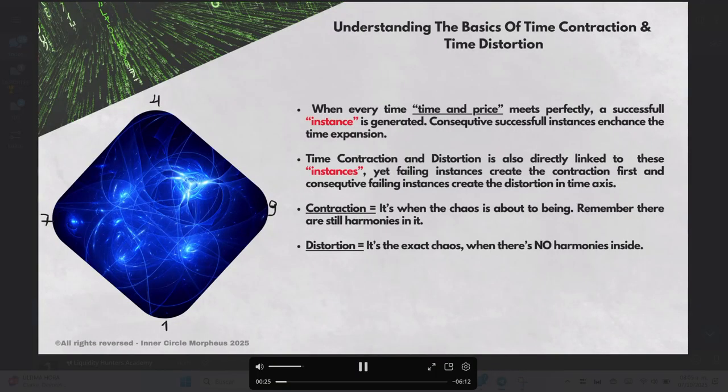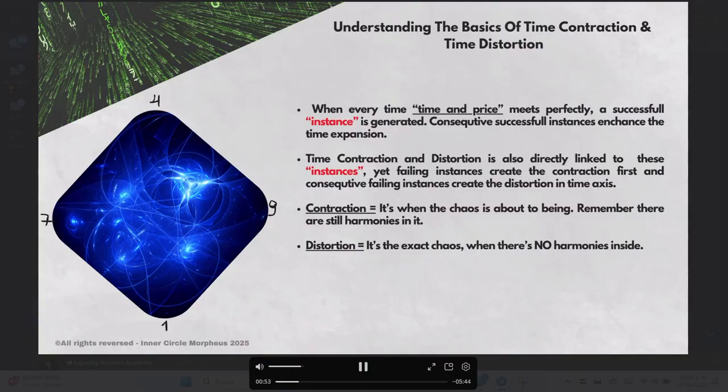Hi Neo. In this video, I'm going to be talking about the basics of time contraction and time distortion. We can say that time contraction is easier to spot compared to time distortion, and time distortion is harder to spot compared to time contraction, due to the source where they originate from. That source is the instances, Neo. There are infinite instances, and it's impossible to spot each one of them in the markets consistently.